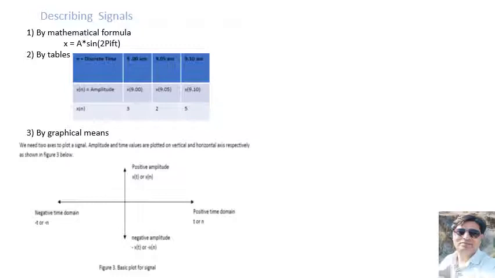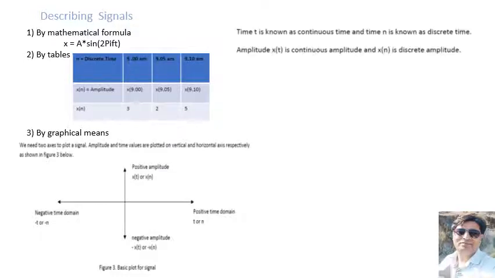We can plot positive values of time or negative values of time, as well as positive and negative values of our amplitude. Here time t is known as continuous time and time n is known as discrete time, whereas amplitude x(t) is a continuous amplitude and x(n) is a discrete amplitude.